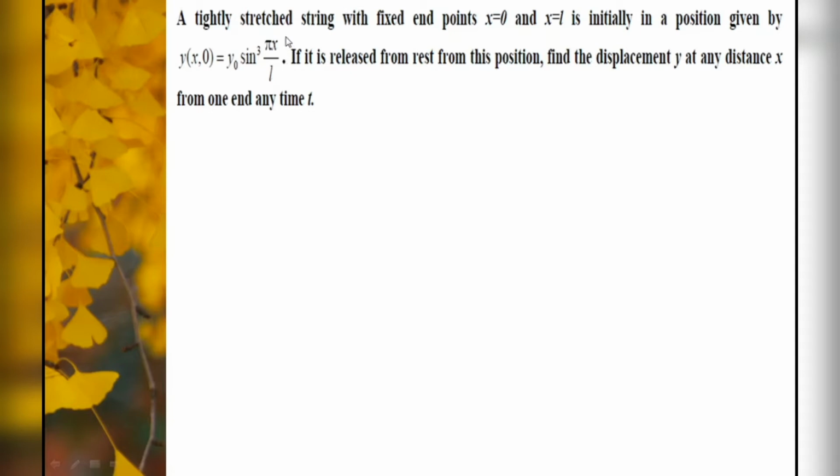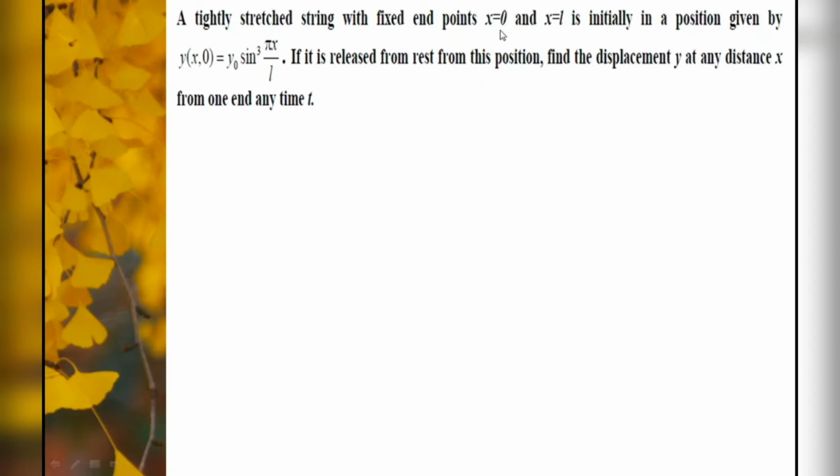It is given a tightly stretched string with fixed endpoints x equal to 0 and x equal to L, initially in a position given by y of x comma 0 equal to y naught sin q pi x by L. If it is released from rest from this position, find the displacement y at any distance x from one end at any time t.